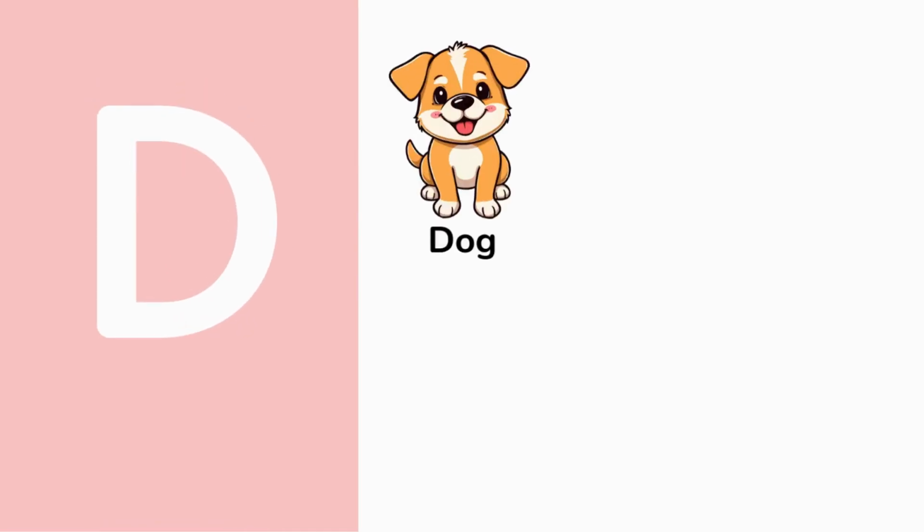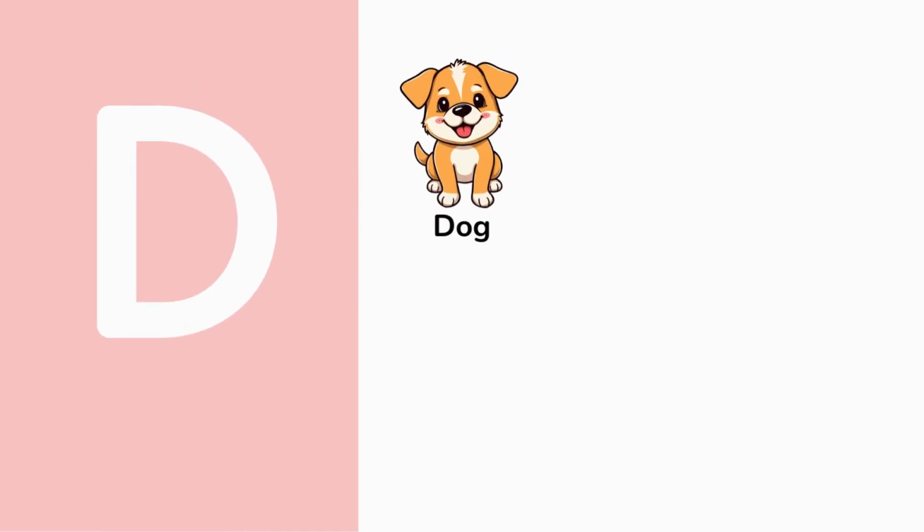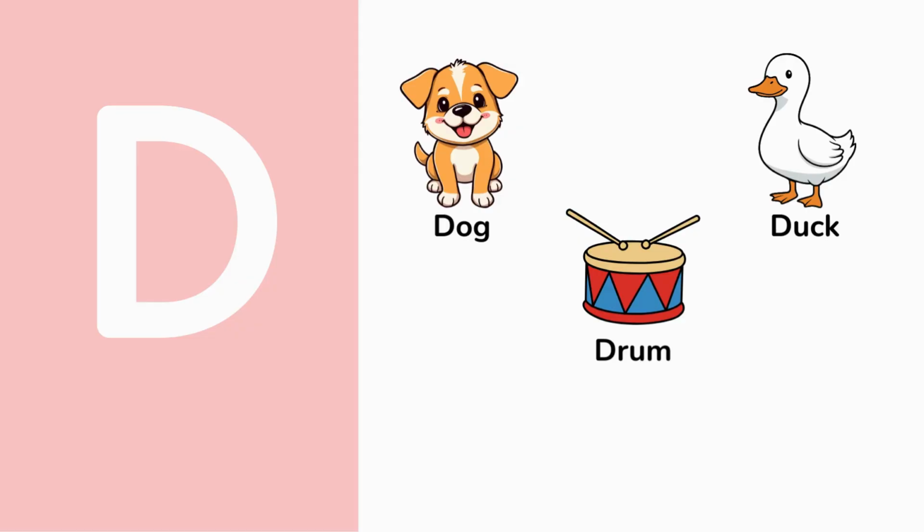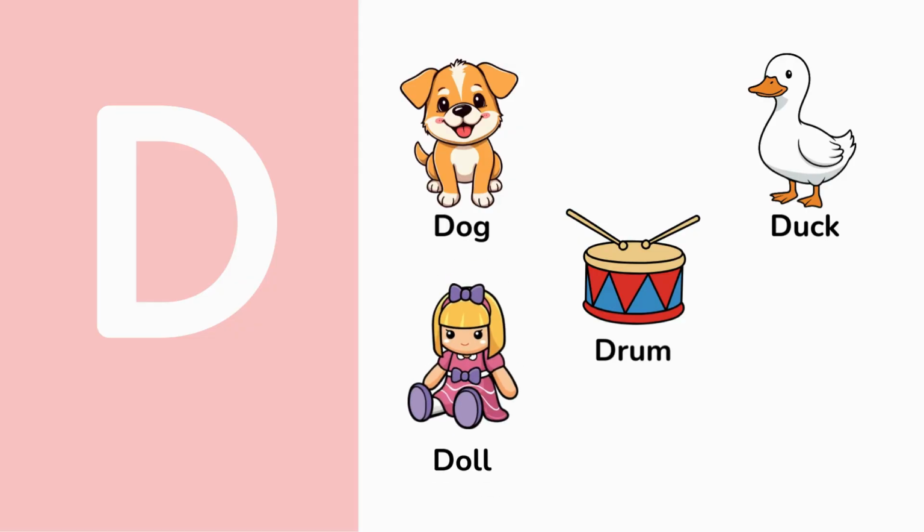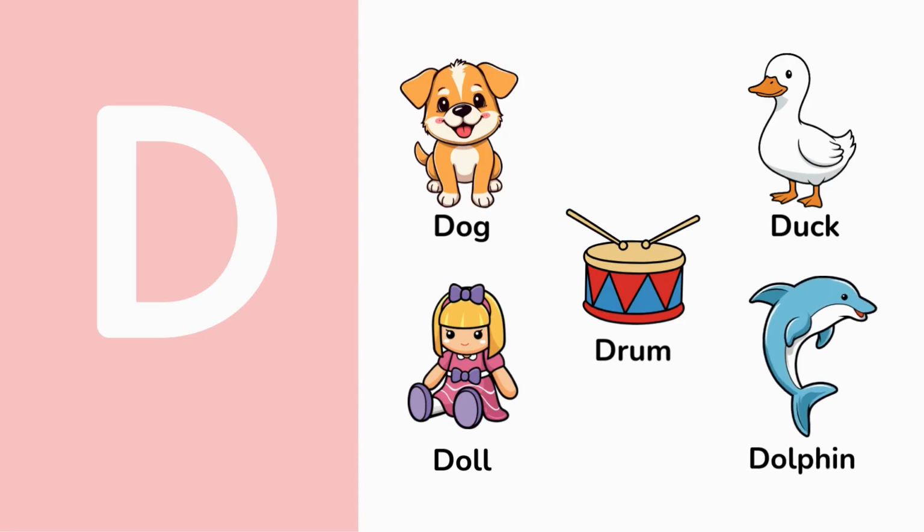D. This is letter D. Can you say D? D. D is for dog. D is for duck. D is for drum. D is for doll. D is for dolphin.